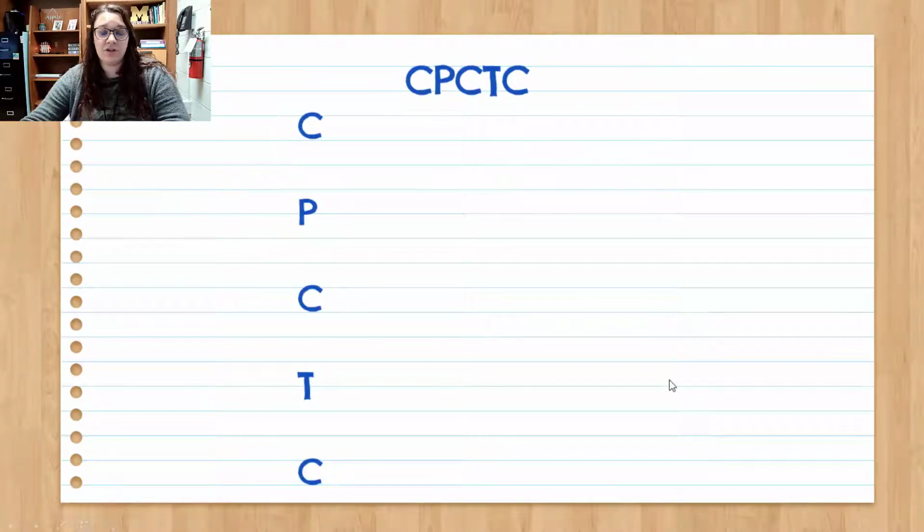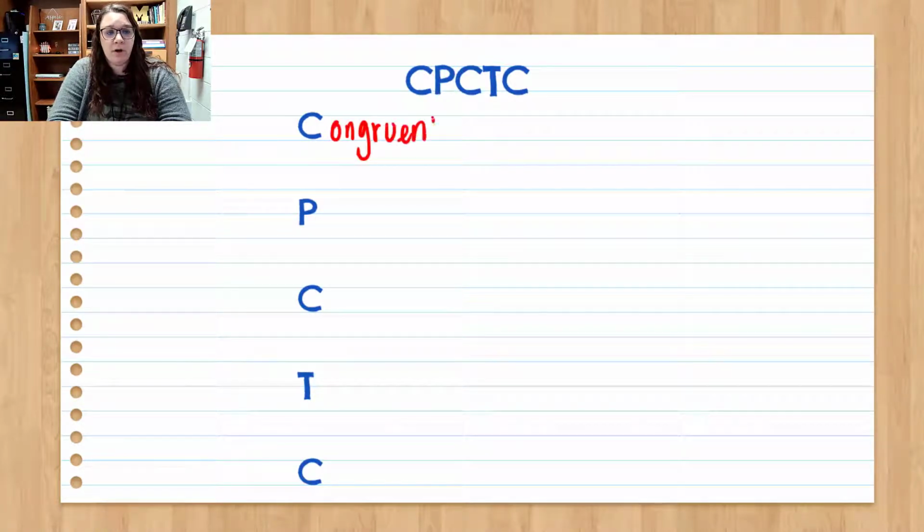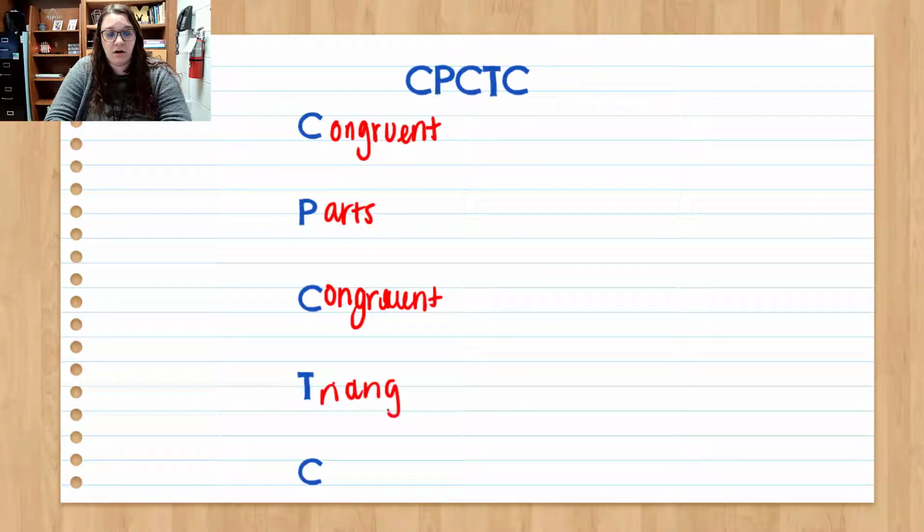The last thing I want to mention is a reason called CPCTC. It stands for something. It's an acronym. So what it stands for is that congruent parts of congruent triangles are congruent.